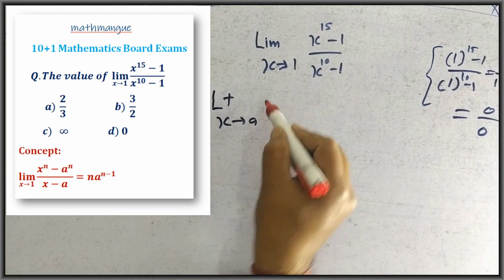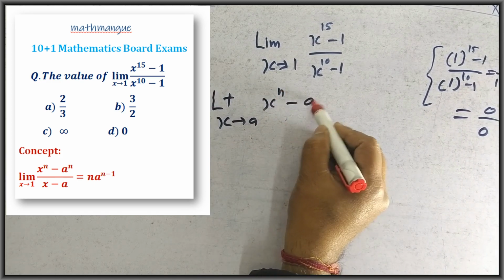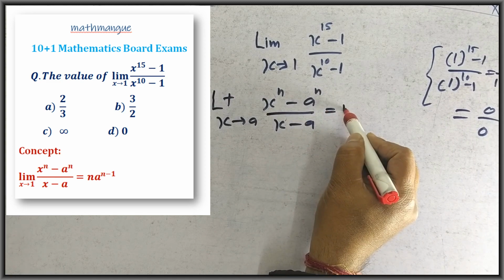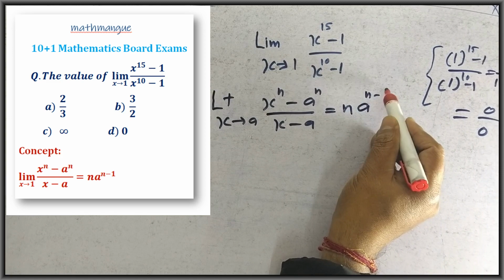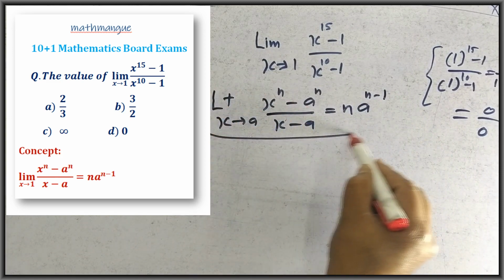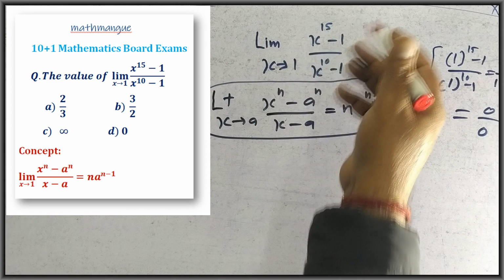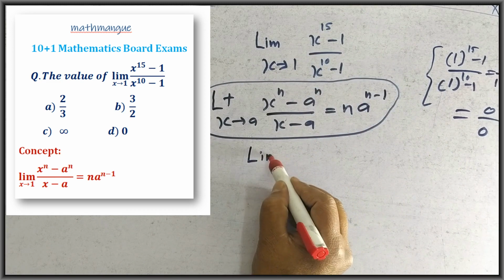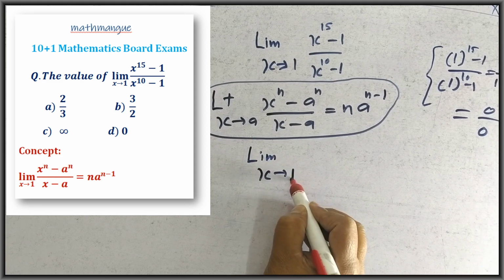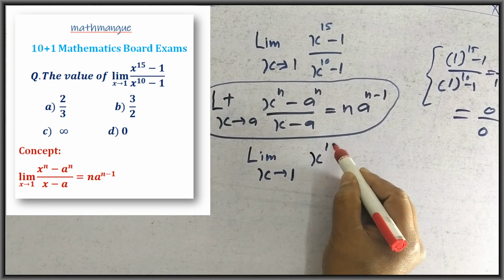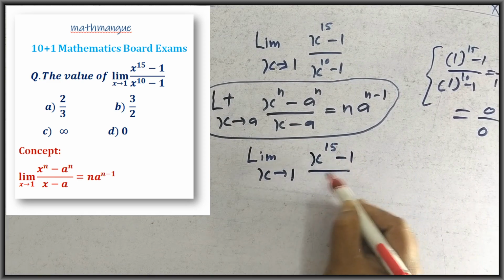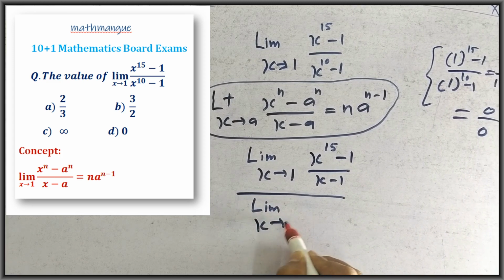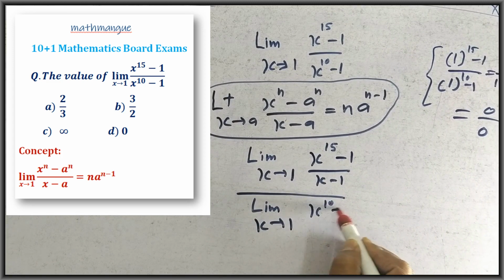Limit x approaches to a, x raised to power n minus a raised to power n upon x minus a is equal to n a raised to power n minus 1. We can apply this formula here for this question. So how can we apply it? Look, how can you apply it. Use a little trick here, children. Where x approaches to 1, I have written x raised to power 15 minus 1 and x minus 1 below, and below also I have written limit x approaches to 1, x raised to power 10 minus 1.